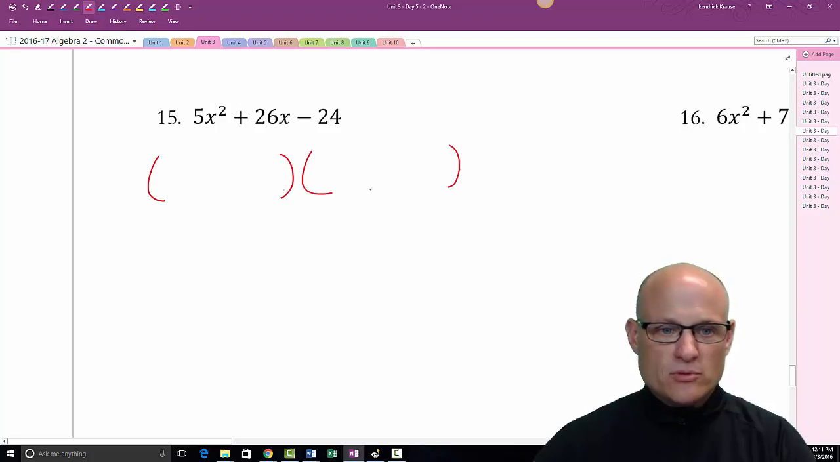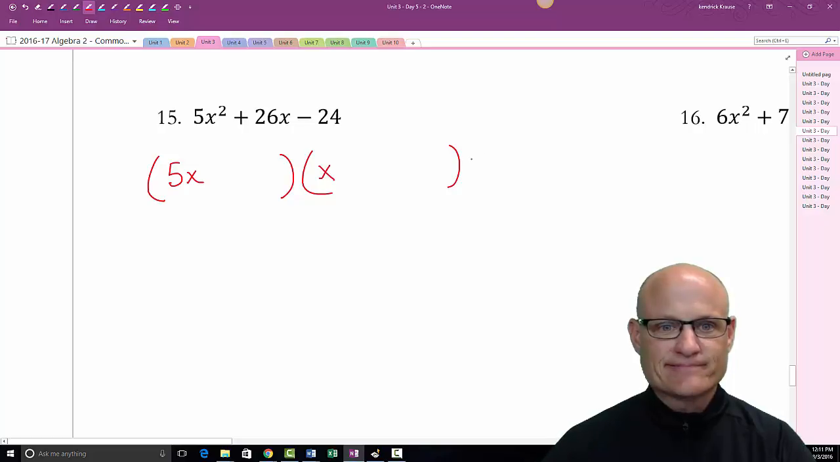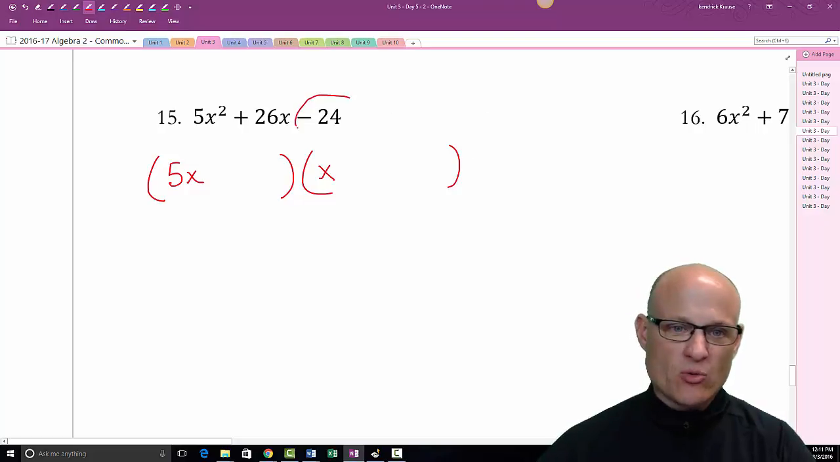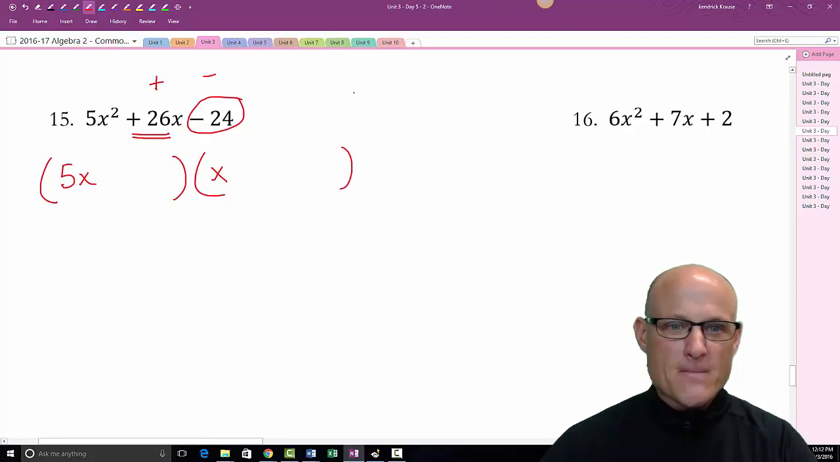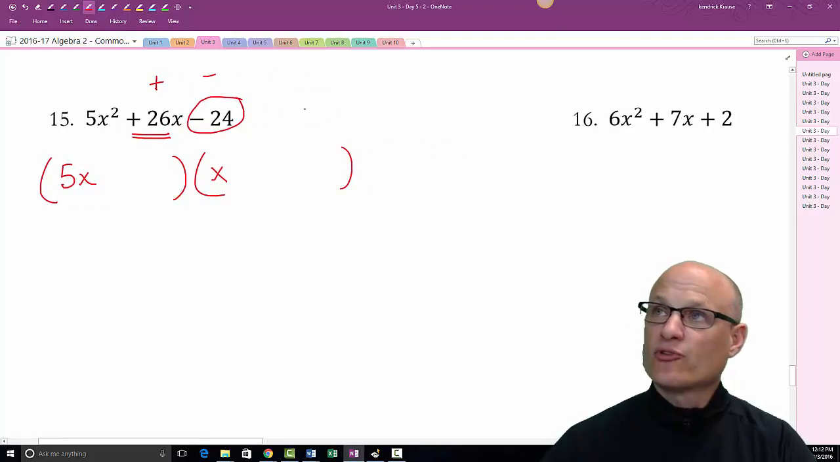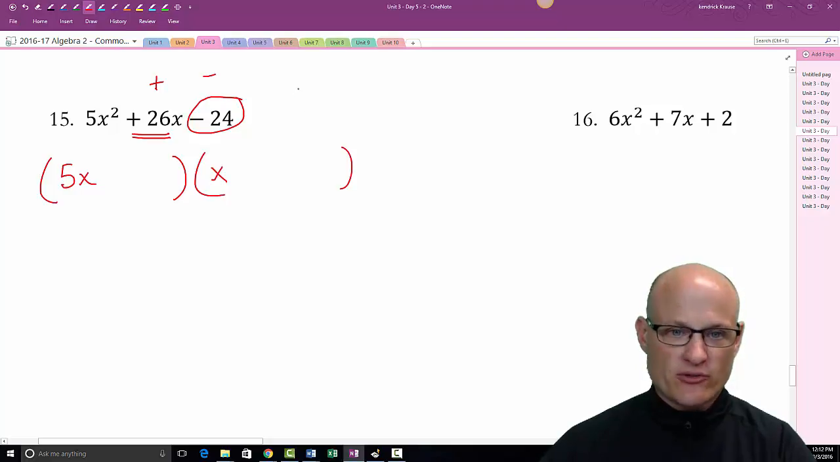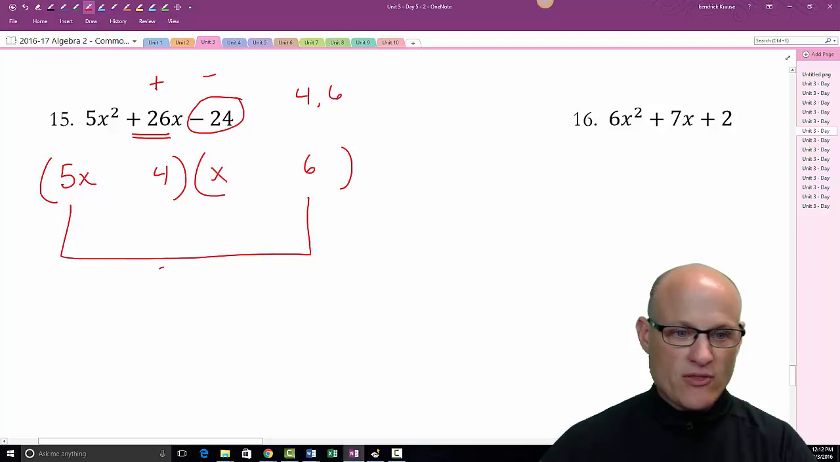Boom, boom, boom, boom. Only way to multiply to 5x is 5x and x. 24. Now it's negative, so I know we're going to be subtracting. One's going to be positive and one's going to be negative, so we're going to be subtracting to get 26. Now 26, that's a pretty big number. I don't know. Let's try the two closest numbers, let's try 4 and 6. All right, let's put them in. This gives me 30. And this gives me 4.